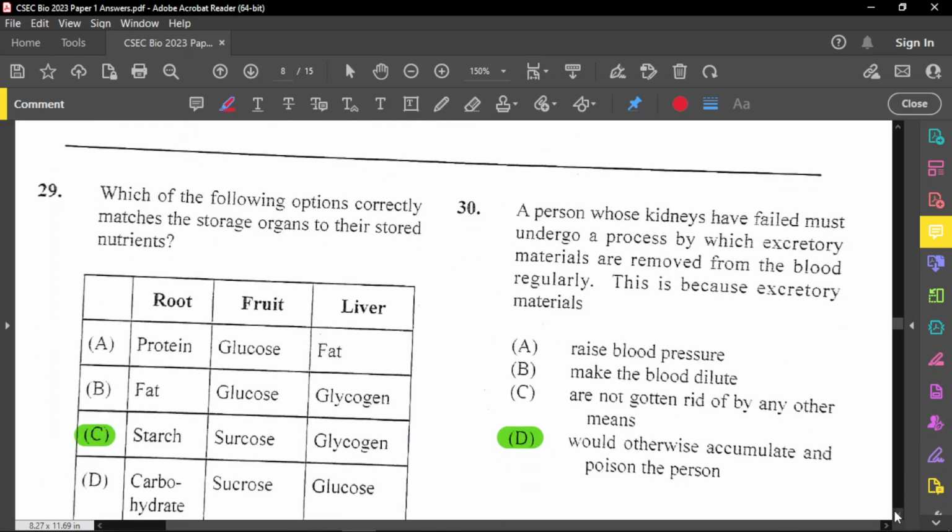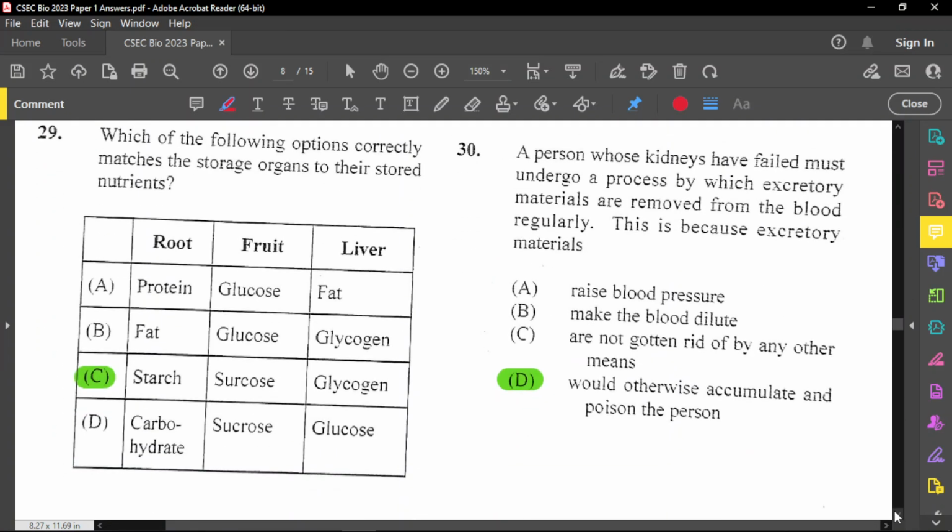Now, for question number 29, it said, which of the following options correctly matches the storage organ to their stored nutrients? And right off the bat, if you look at it, you know that roots store starch, right? Plants store starch, generally. Fruits generally contain two sugars. You have fructose, which is fruit sugar, and you also have sucrose as well.